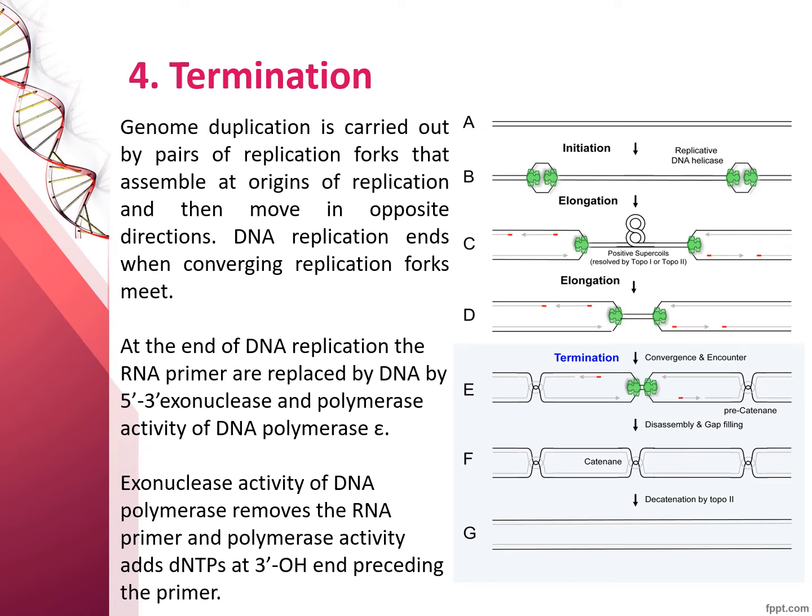Genome duplication is carried out by pairs of replication forks that assemble at the regions of replication and then move in opposite directions. DNA replication ends when converging replication forks meet. So at the end of DNA replication, the RNA primers are replaced by DNA by the 5' to 3' exonuclease and polymerase activity of DNA polymerase epsilon. Exonuclease activity of DNA polymerase removes the RNA primer and polymerase activity adds dNTPs at the 3' OH preceding the primer.